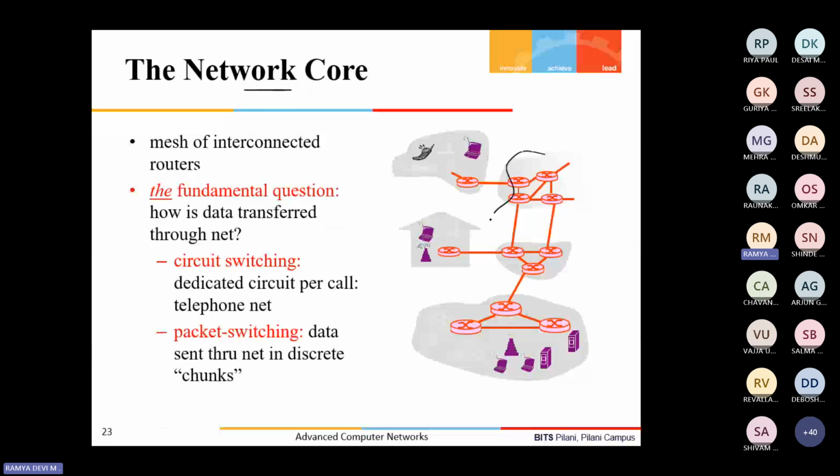How will the data be transferred through the network? With the help of either circuit switching or packet switching. Circuit switching is nothing but a dedicated communication path between the sender and receiver so that the transmission can happen. That is circuit switching. Even if the sender and receiver are not sending data, the path remains reserved for the entire duration of the session.